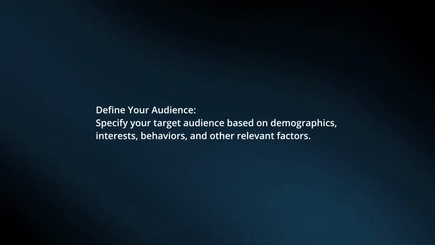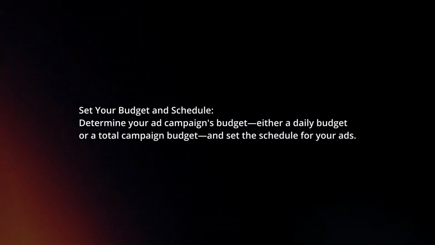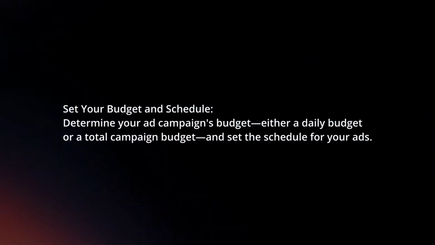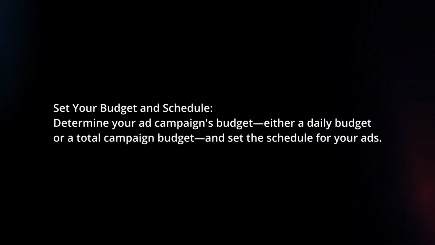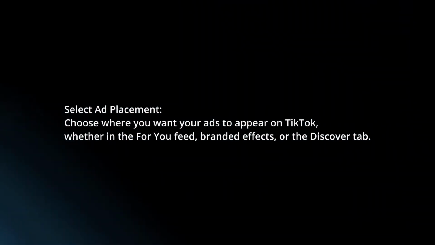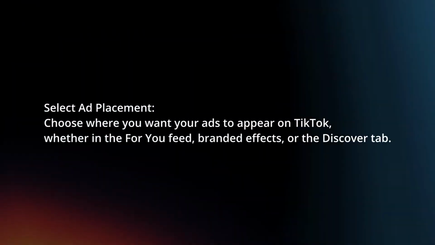Define your audience. Specify your target audience based on demographics, interests, behaviors, and other relevant factors. Set your budget and schedule. Determine your ad campaign's budget, either a daily budget or a total campaign budget, and set the schedule for your ads. Select ad placement. Choose where you want your ads to appear on TikTok, whether in the For You feed, branded effects, or the Discover tab.